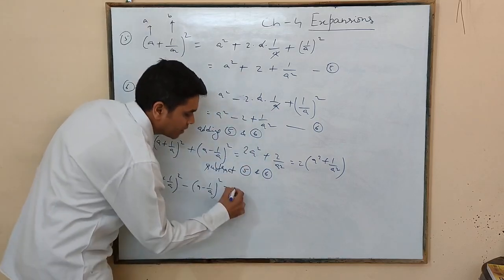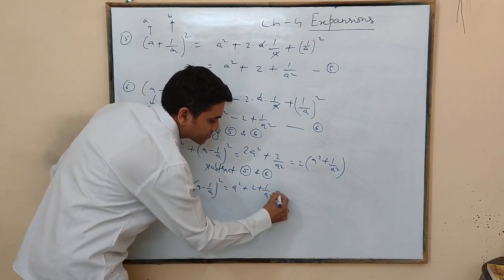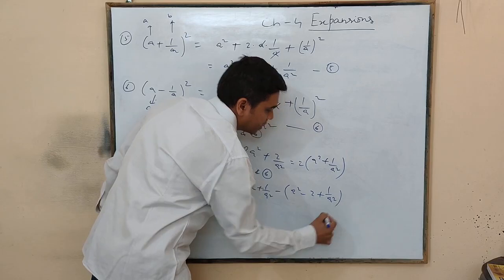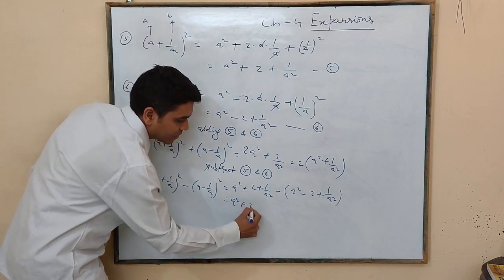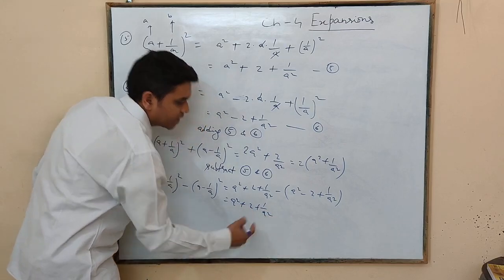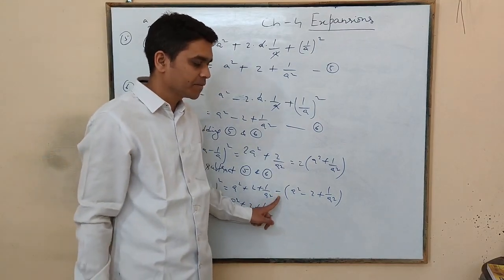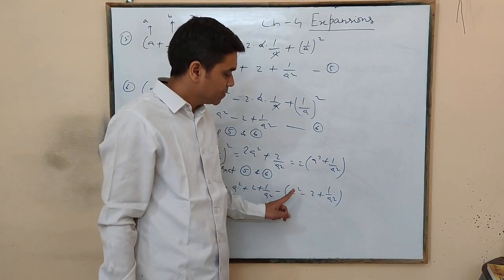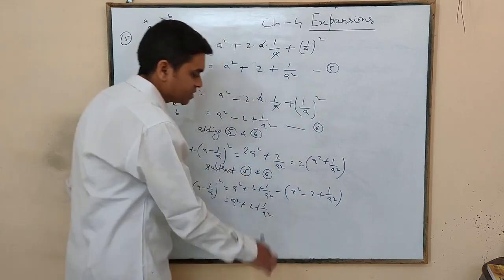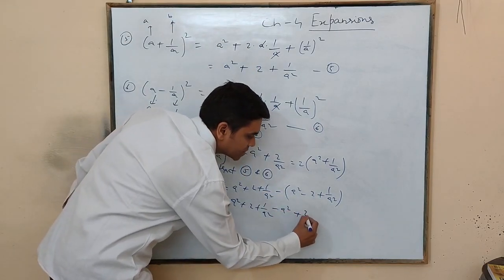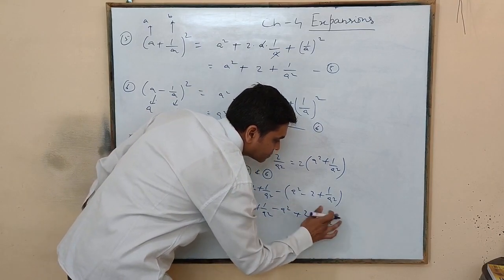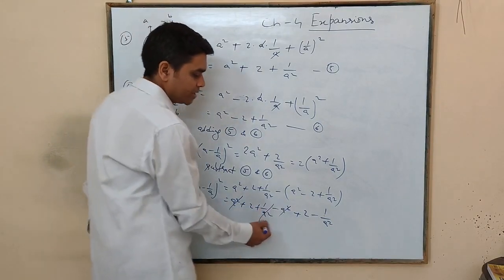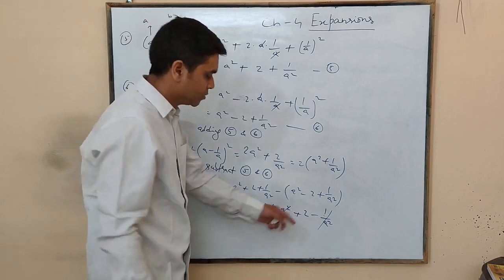So now check this. (a² + 2 + 1/a²) − (a² − 2 + 1/a²). This is a minus sign, so when we open this bracket, the sign of all the values will change. This is plus, so this becomes minus, this is plus, this becomes minus. Now cancel: a² positive and a² negative cancel, 1/a² and 1/a² cancel, and 2 plus 2 is what?